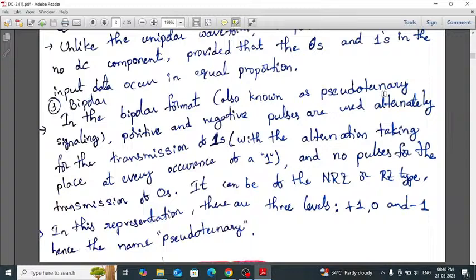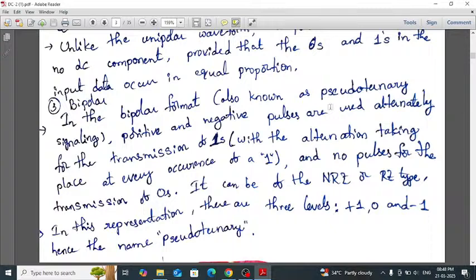Ternary means basically 3. Here for symbol 1 we have the positive level and negative level. Symbol 0 we have the 0 level. So we have three levels: positive, negative, and zero. So that's why the bipolar format is also called as pseudo ternary signaling scheme.